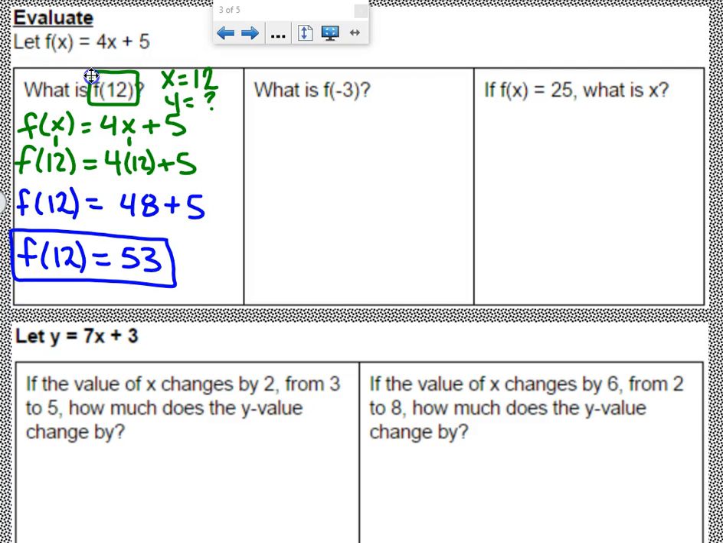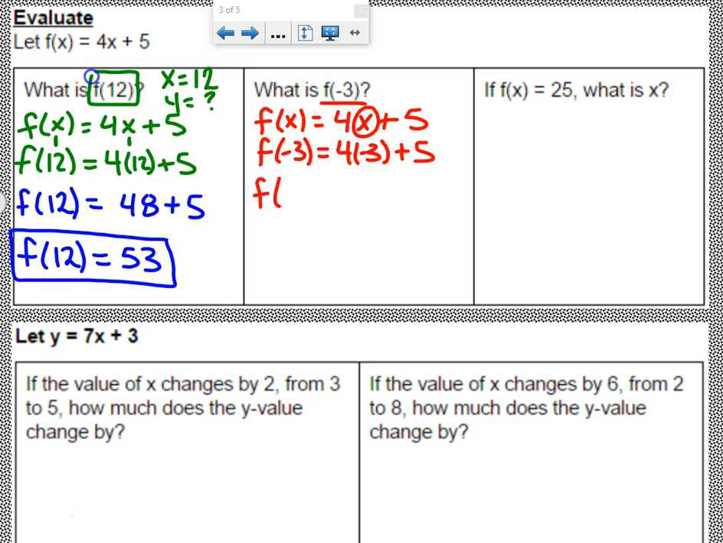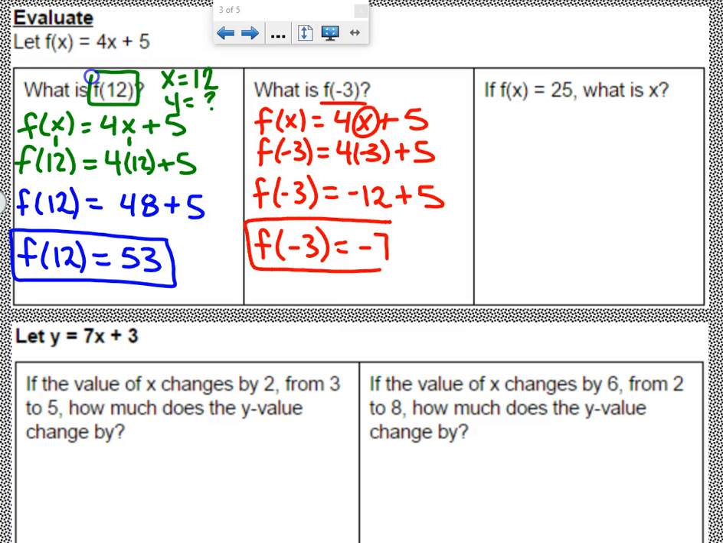What is f of negative 3? So again, we write f of x equals 4x plus 5. F of negative 3 goes below. The x is being replaced with negative 3. Solve for f of negative 3, which equals 4 times negative 3, which is negative 12, plus 5. And then negative 12 plus 5 is negative 7.